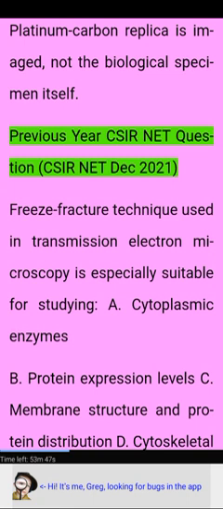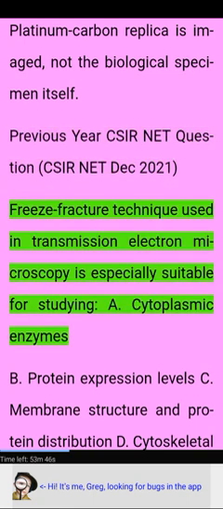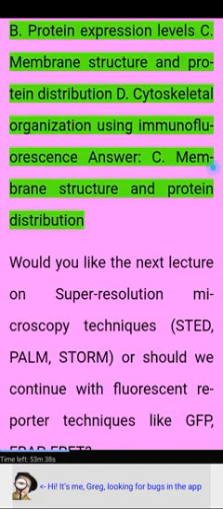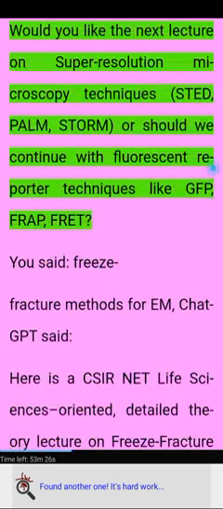Previous year CSIR NET question, CSIR NET December 2021. Freeze fracture technique used in transmission electron microscopy is especially suitable for studying: A. Cytoplasmic enzymes. B. Protein expression level. C. Membrane structure and protein distribution. D. Cytoskeletal organization using immunofluorescence. Answer: C. Membrane structure and protein distribution.